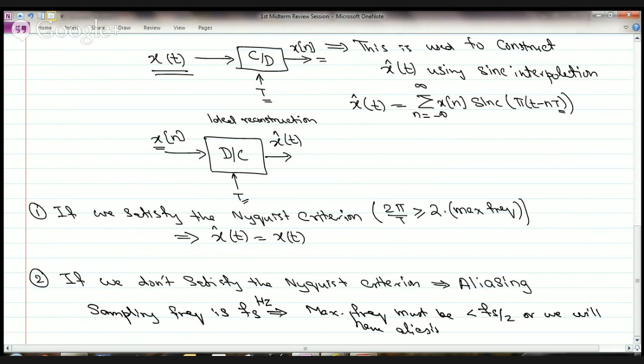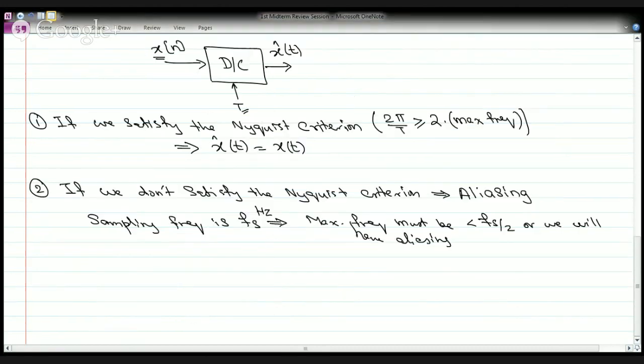So of course, right now I haven't discussed the problem at all. I'm just trying to give you an intuition about what this problem is trying to ask. You are either going to get exactly the same output as the input, or you are going to get an aliased version. So let's first figure out, do we have aliasing or not?